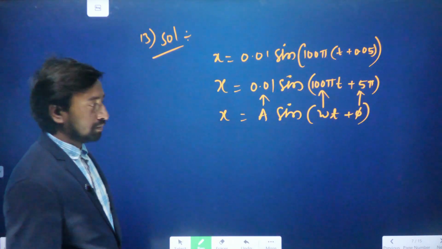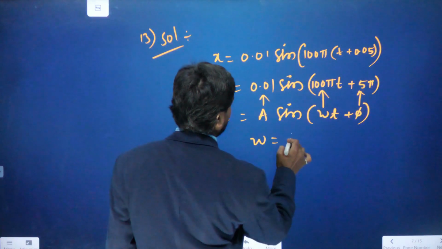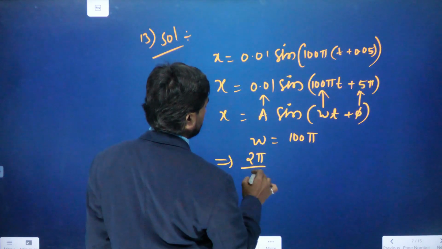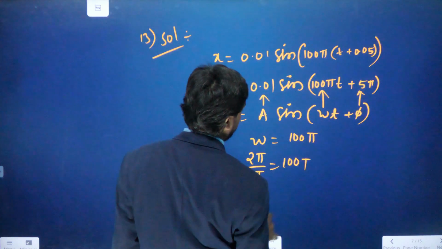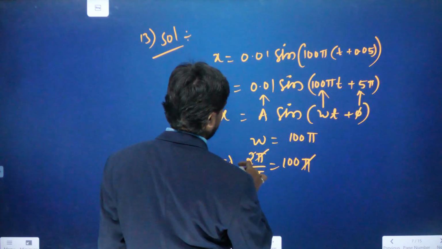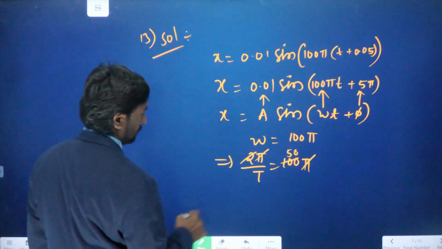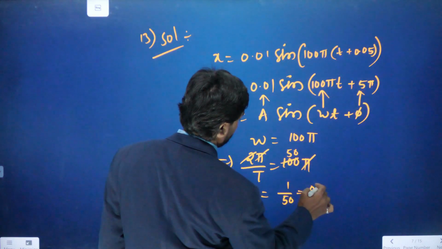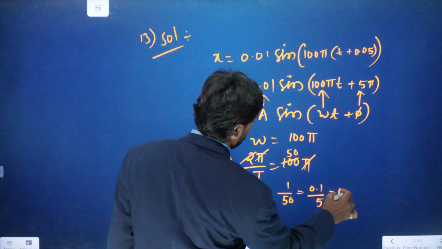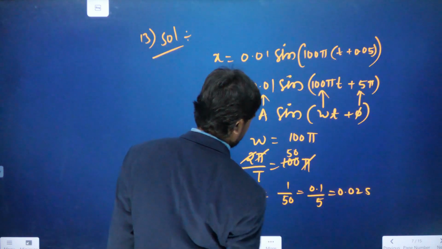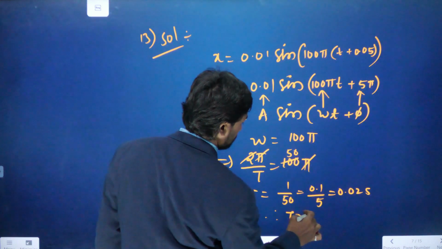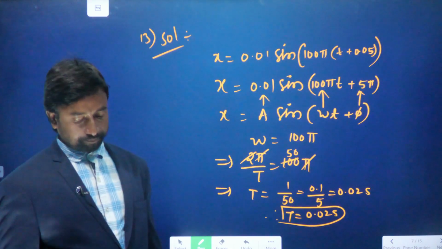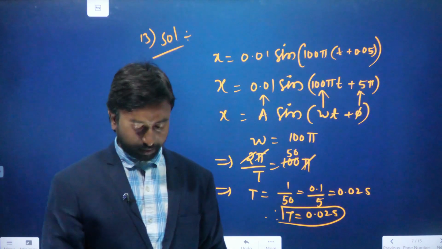So they are asking the time period. From omega we get omega is equal to 100 pi. Omega is nothing but 2 pi by T, so that is equal to 100 pi. This pi and pi will be cancelled, and here it will be 50. Now from this T is equal to 1 by 50, which means 0.02 seconds. Therefore, the time period T is equal to 0.02 seconds. That is the answer.